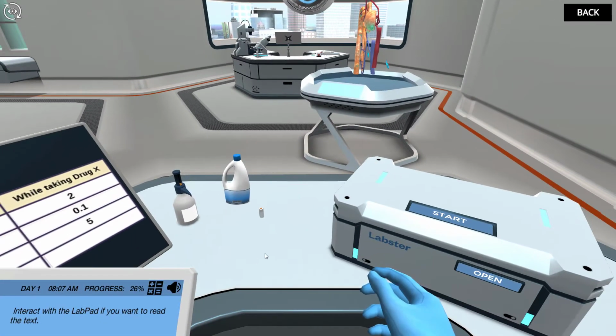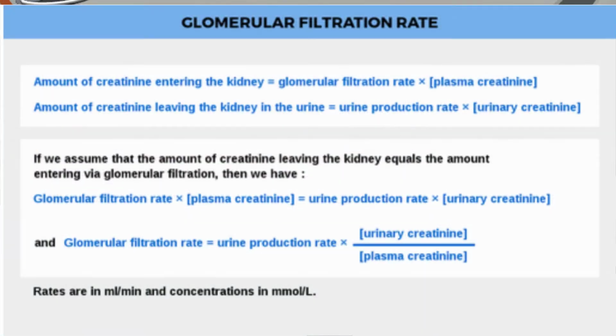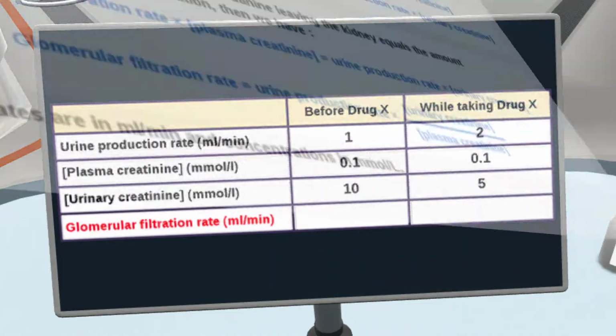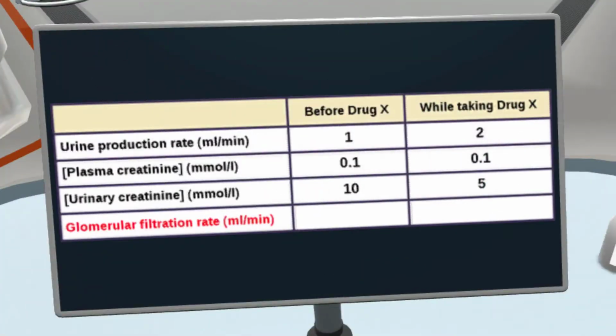Turn to the left of the workbench. You can see the table of data on the computer screen, and the equations on the wall. The data comes from the preliminary tests of Drug X as a diuretic from hospital patients, and will help us calculate the glomerular filtration rate in the presence and absence of Drug X.